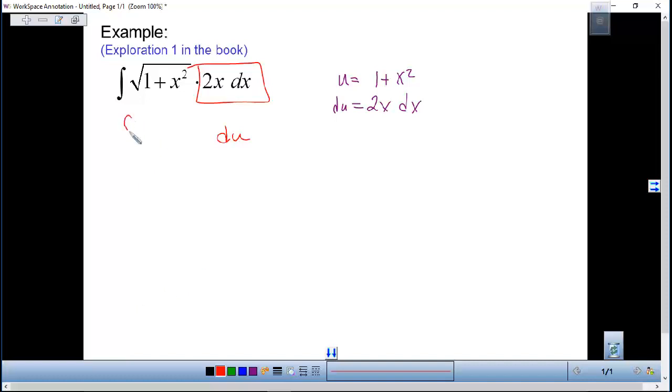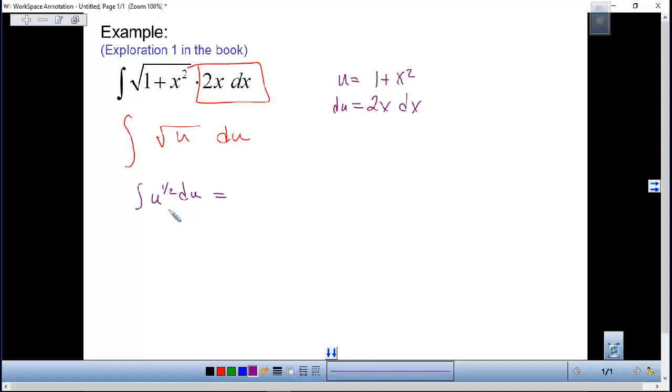And then over here, I've got the square root of 1 plus x squared. Well, 1 plus x squared is just u, so this is the square root of u. Now, in the same way we dealt with the derivatives of square roots, we can also deal with the integrals of square roots. So what you can do here is rewrite that as u to the 1/2 du.